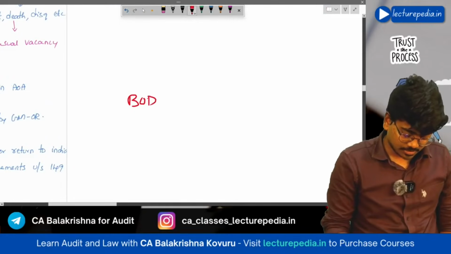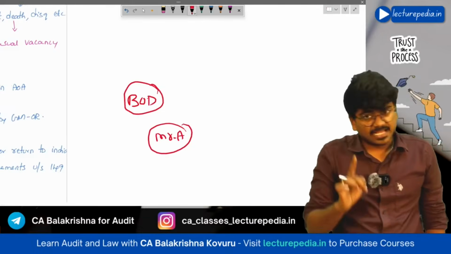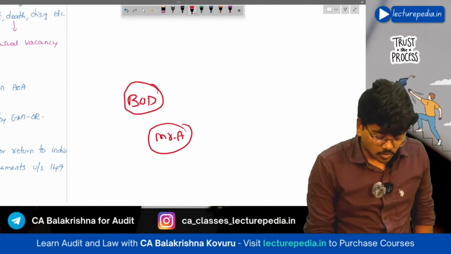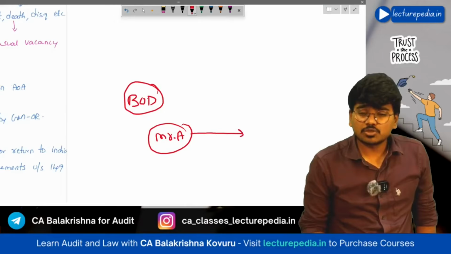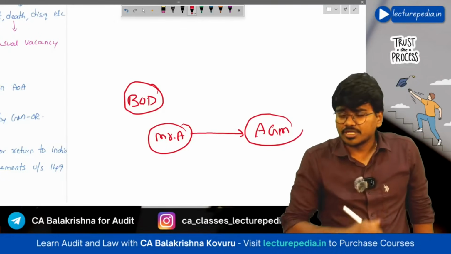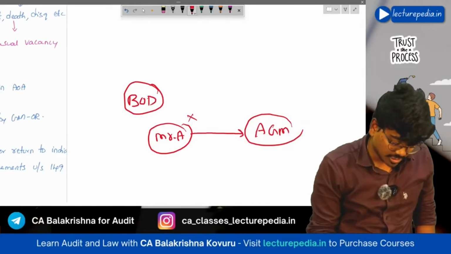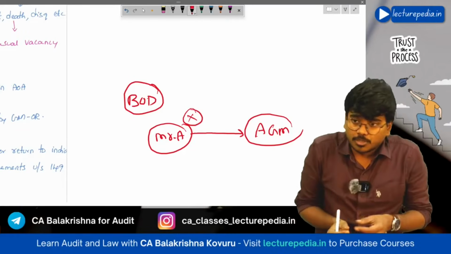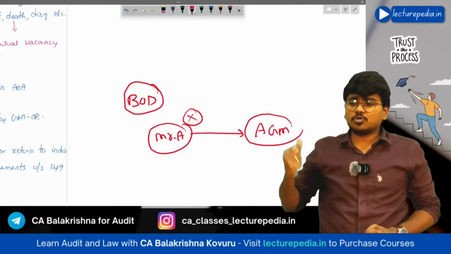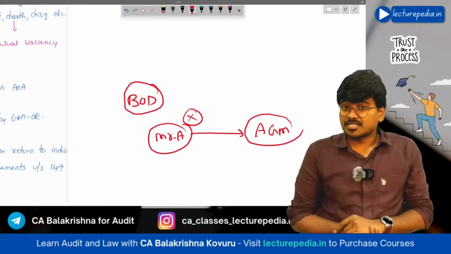the board of directors wanted to appoint Mr. A as a director of the company. So what can they do? They have to make this proposal to the shareholders in the annual general meeting. In the annual general meeting, shareholders have rejected the proposal to appoint Mr. A. So Mr. A cannot be appointed as a director. But the board of directors badly wanted to appoint Mr. A. In this situation, what can the board of directors do?